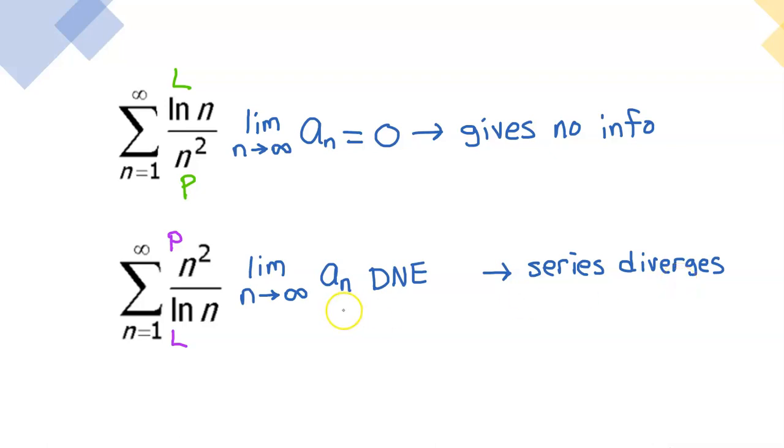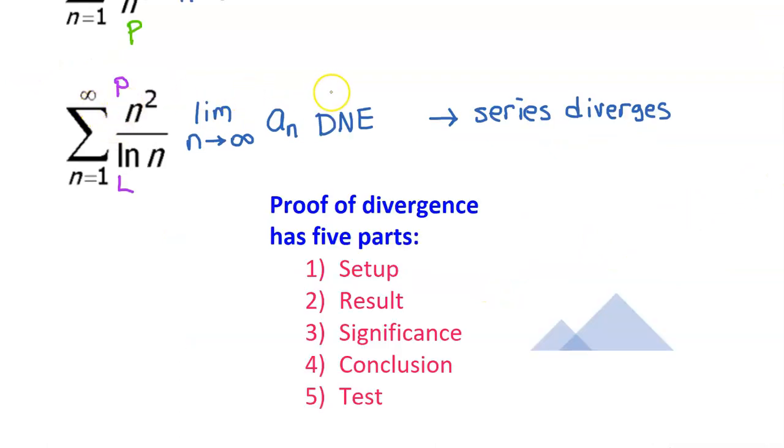But wait a minute, if you put this answer on your test, you're only going to get half credit, if that. What are we missing? What's wrong with this answer? This proof of divergence is supposed to have 5 parts to it: setup, result, significance, conclusion, and test. Can you tell which parts we're missing?